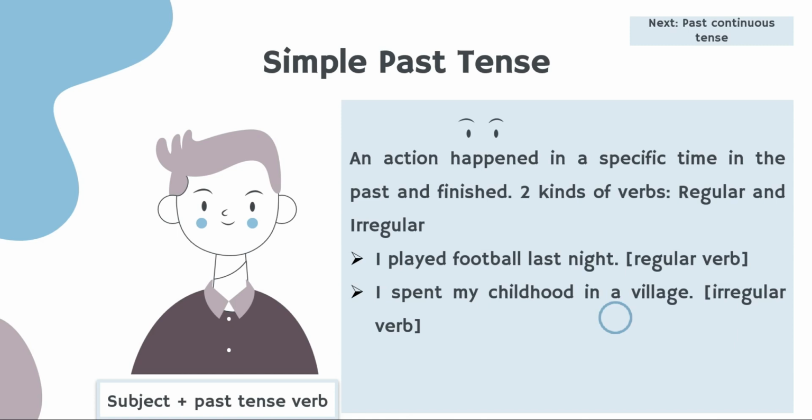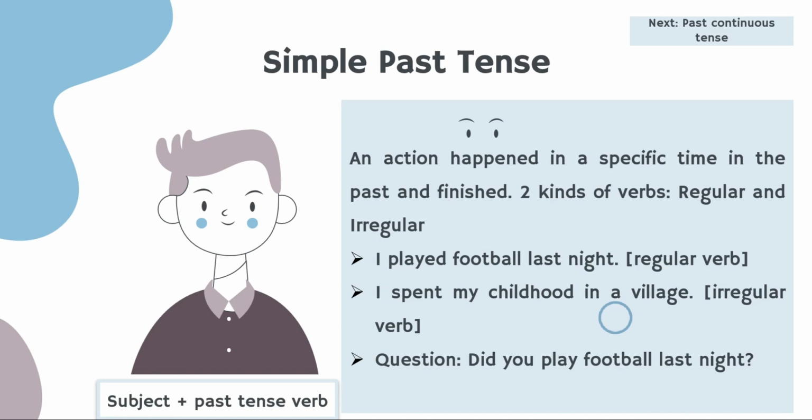For making questions in simple past tense, we say did you play football last night? So the auxiliary verb here is did. It doesn't matter the verb is regular or irregular. To make questions, we use did at the first.